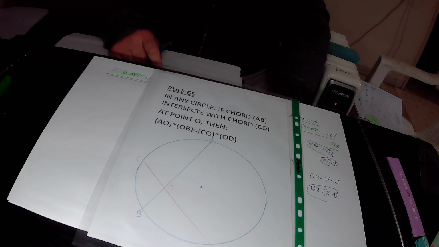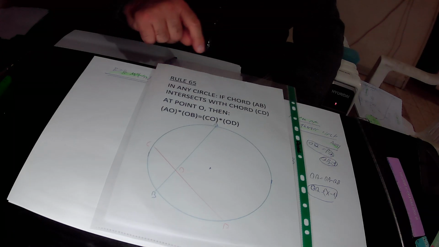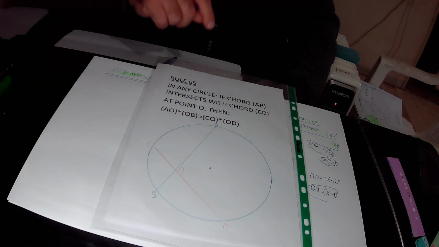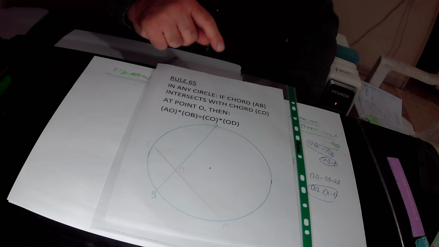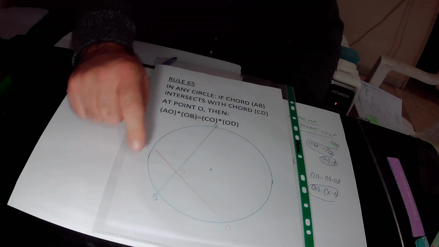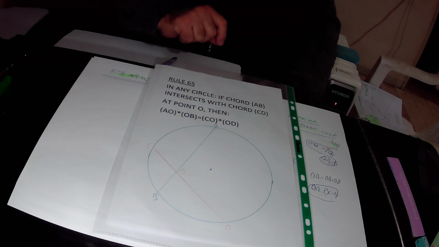In any circle, if chord AB intersects with chord CD at point O, then the following equation is true. So whenever two chords intersect with each other inside the circle, AO times OB equals CO times OD. You can definitely implement rule 65 in our drawing.